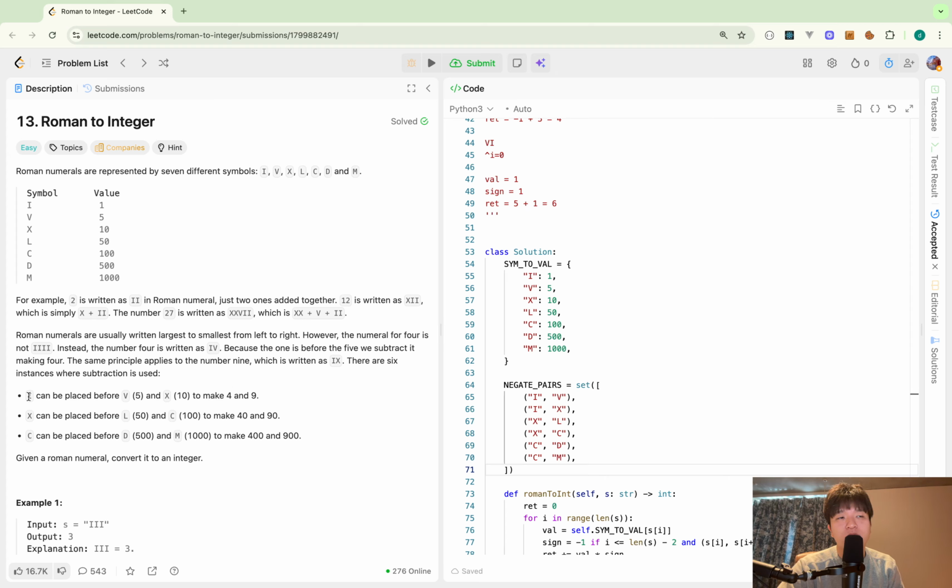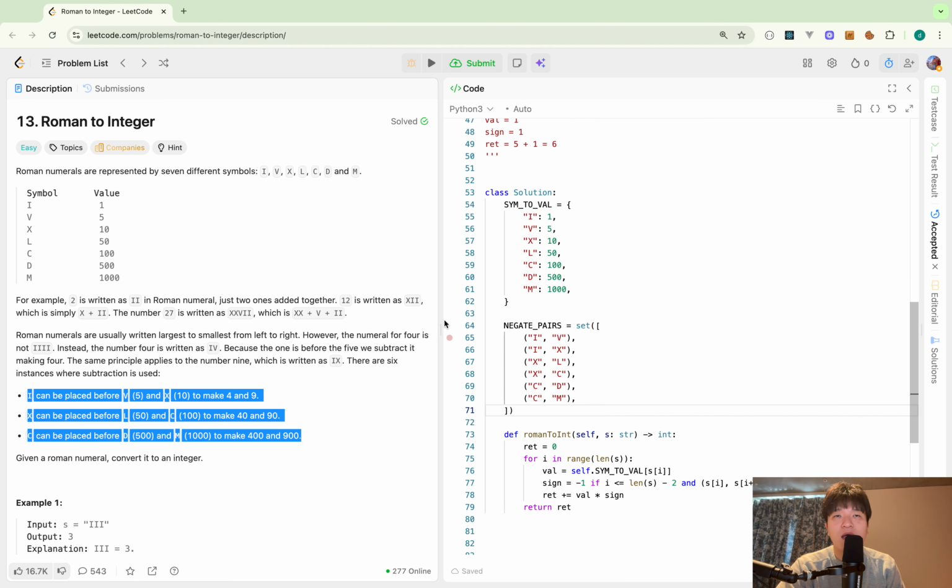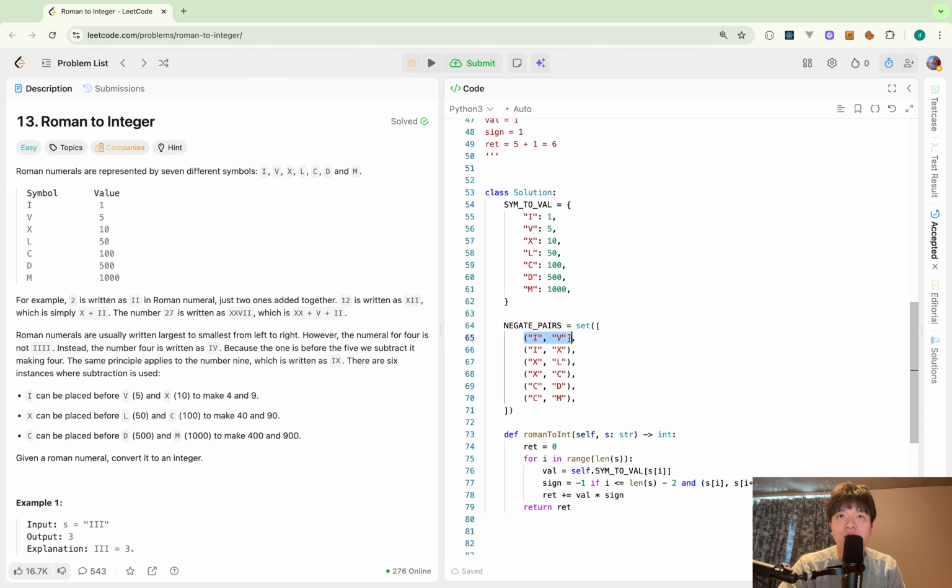But I have to take care of these principles. So for this, I created another data structure, which is a set of negate pairs of two adjacent digits. And if the number I'm seeing and the next number are one of them, then the symbol should be mapped into the negative value.